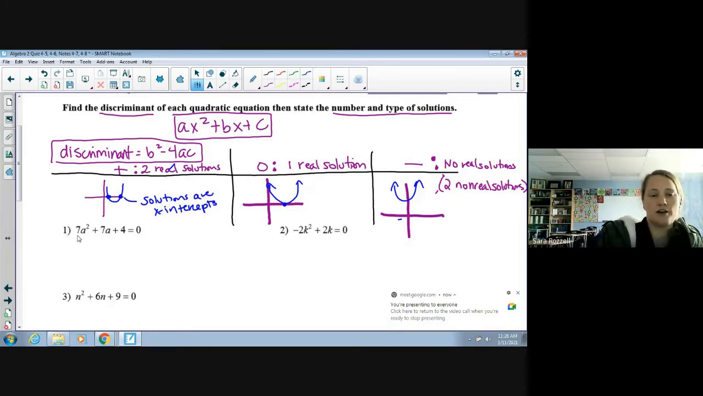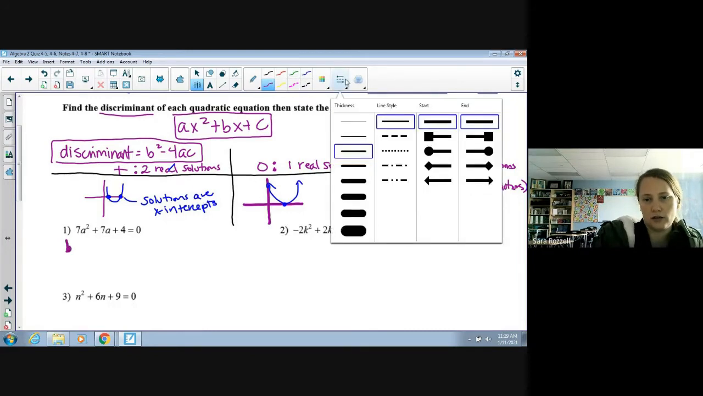What is the a value? We have 7a squared plus 7a plus 4. What is the a value for our problem? Y'all can just show me with your hands. Good. 7. What is the b? 7. And what is the c? 4.